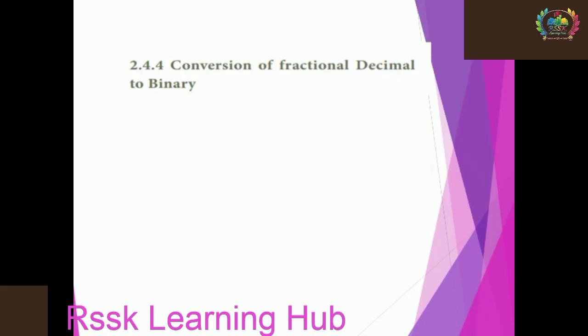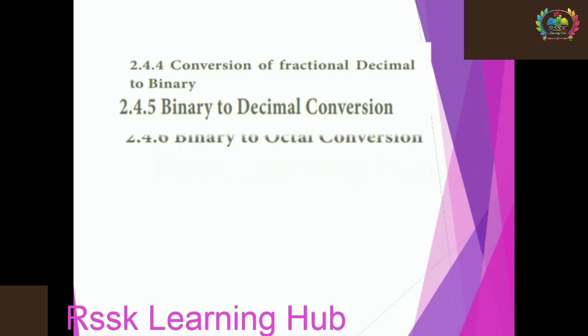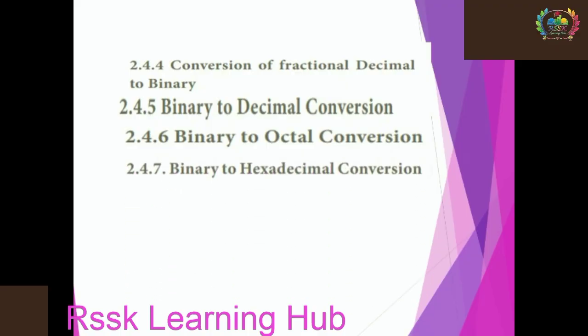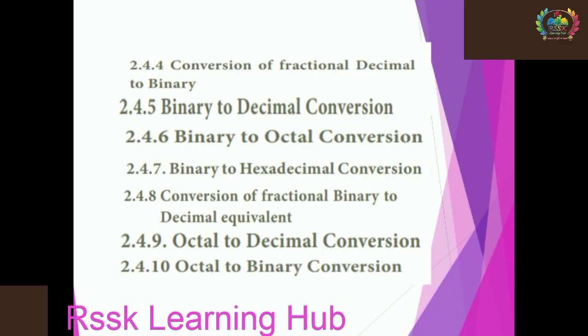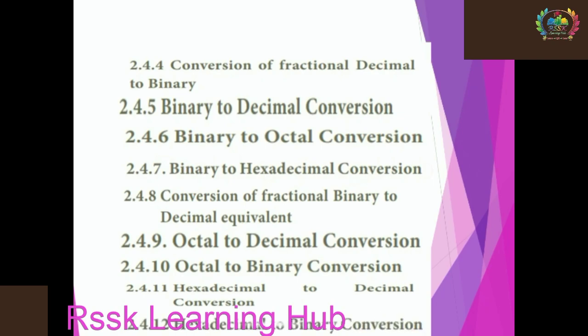So what are the things we saw? Fractional decimal to binary, and the steps involved in that. Then binary to decimal conversion. Under binary we have three main categories: binary to decimal, binary to octal, and binary to hexadecimal. Next, conversion of fractional binary to decimal. Next we learned octal to decimal, octal to binary, two conditions, then hexadecimal to decimal and hexadecimal to binary.